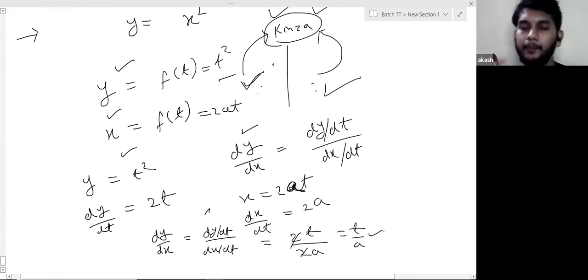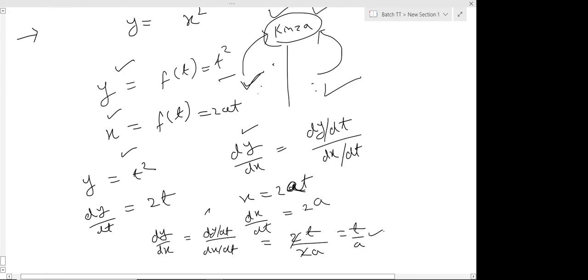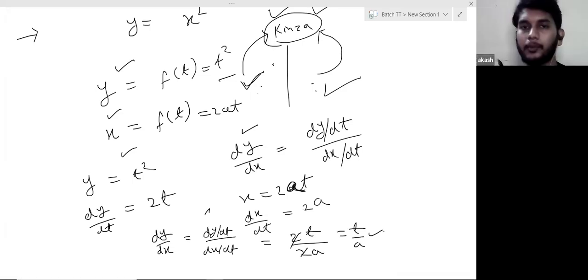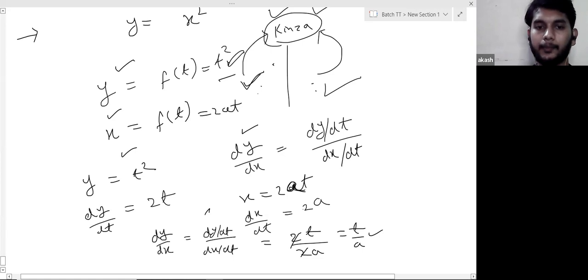Very simple, right? So please note it down. And this is called parameter. t is the parameter here. Please note it down.